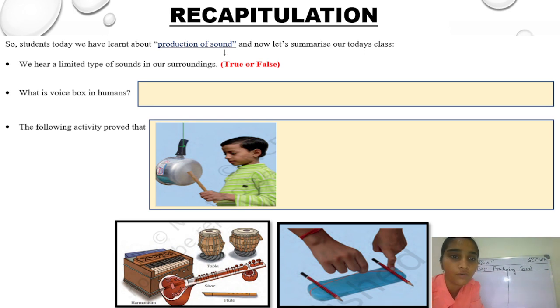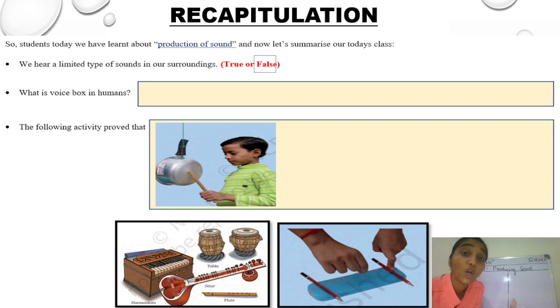Very good students. If you are giving the answer as false, you are absolutely correct. And why will this be false, students? If I ask you, yes, you might be saying that, ma'am, this is false because we do not hear a limited number of sounds. We have ample different types of sound present in our atmosphere, in our environment. We daily hear different kinds of sound produced by it. So they are not limited, rather much more than that.